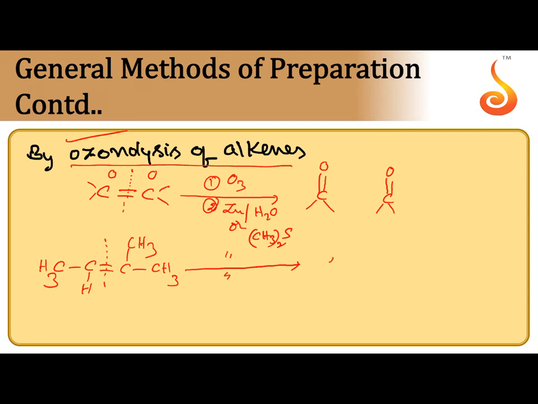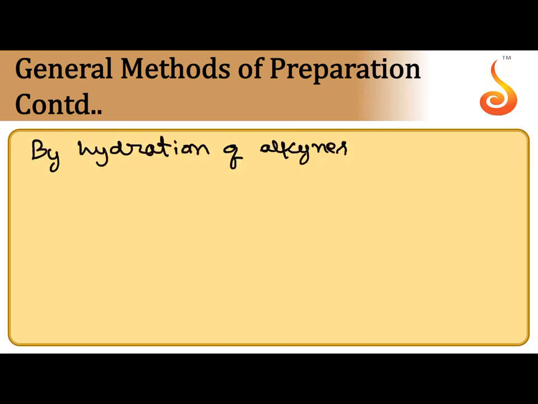You break the C=C double bond. The CH3CH carbon is looking for 2 more bonds, and in the other one, CH3CCH3, this carbon is also looking for 2 more bonds. So keep oxygen at each carbon through a double bond. One is an aldehyde, the other one is a ketone. This is the method to prepare aldehydes and ketones from alkenes by the ozonolysis process.